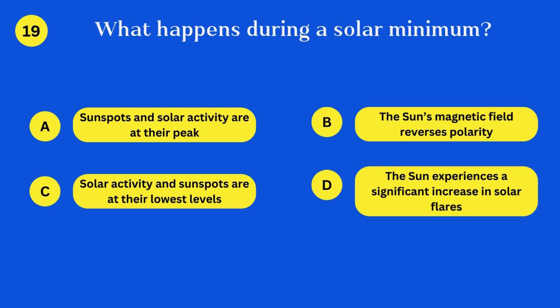A. Sunspots and solar activity are at their peak. B. The sun's magnetic field reverses polarity. C. Solar activity and sunspots are at their lowest levels. D. The sun experiences a significant increase in solar flares. Answer is C. Solar activity and sunspots are at their lowest levels.